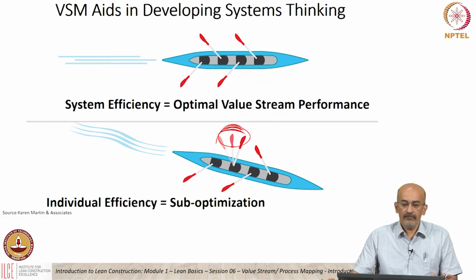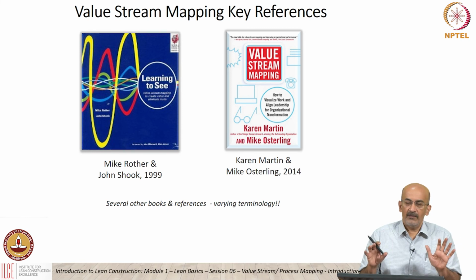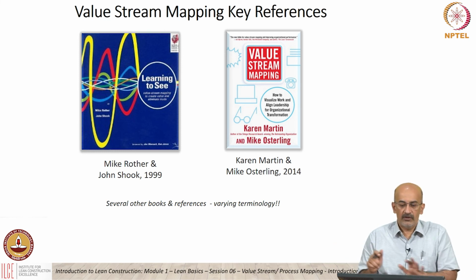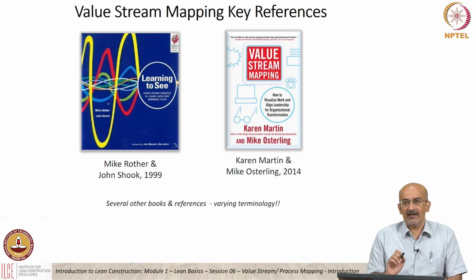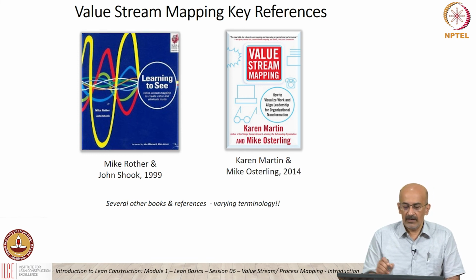Now, these are two key references which I've used for this presentation for VSM, and I find that, in terms of many of the concepts, the way they are presented, and some of the terminologies, they are appropriate to the way we have been wanting to do this. The first book, called Learning to See, is a classic. It is the book that actually made value stream mapping popular in industry, around 1999.